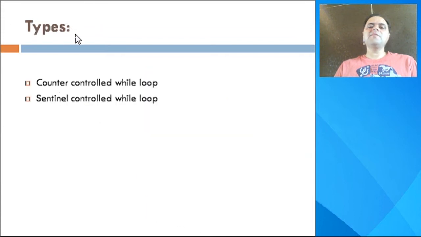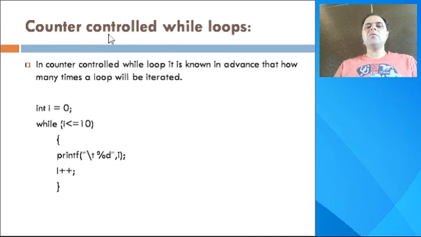There are two types of while loops: counter controlled while loop and sentinel controlled while loop. We will discuss these two types of while loops one by one. In a counter controlled while loop, we know in advance how many times the loop will be executed. It is known in advance how many times the loop will iterate.